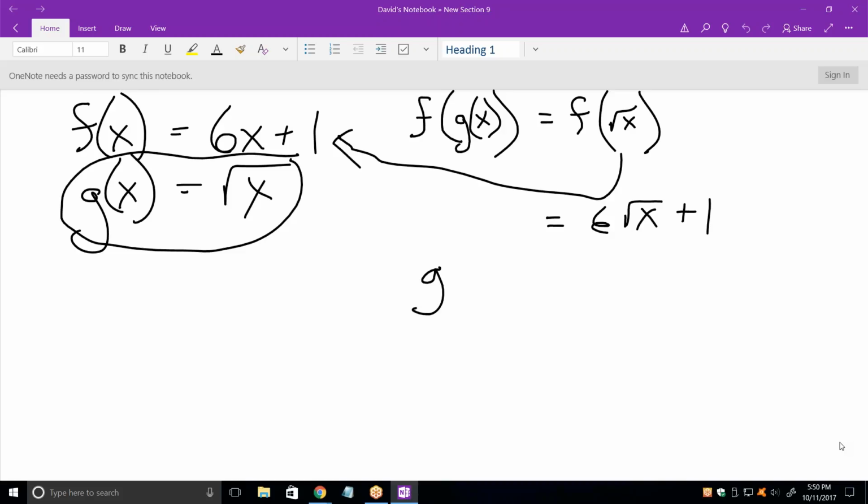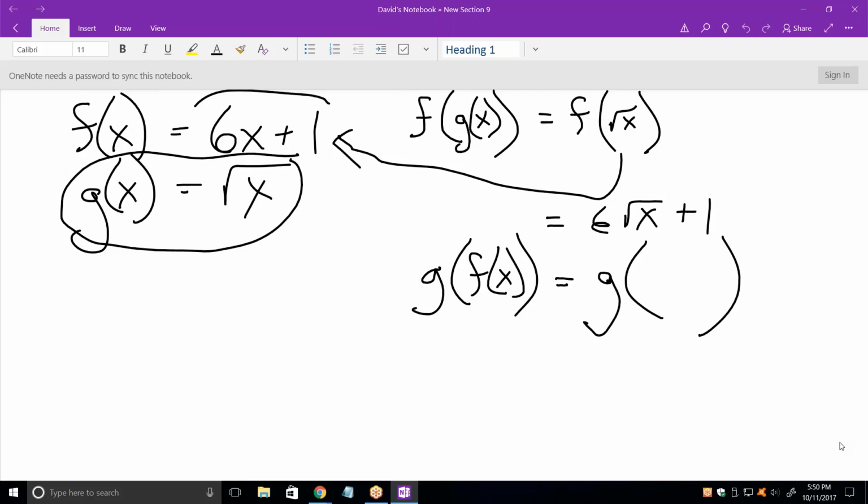Now let's figure out what g of f of x is. Rewrite this for me. G of f of x. What goes into the parentheses? This answer is not based on the previous answer. We're back to square one. Whatever f of x is, fill it in the parentheses. What's f of x? Here's f of x right there. It's just 6x plus 1. That's what goes in there. That's f of x.